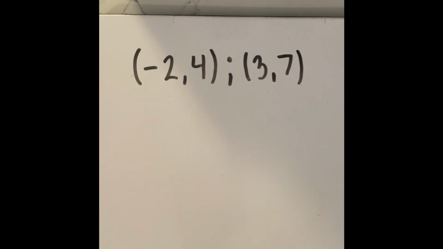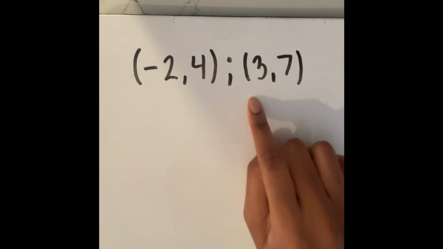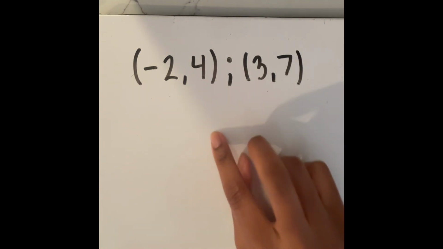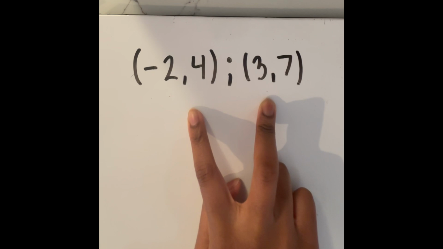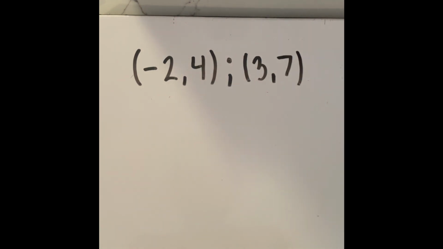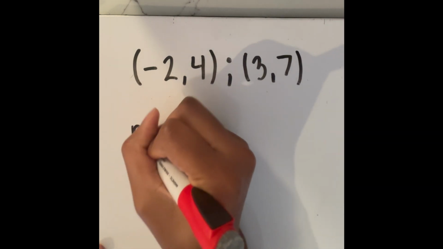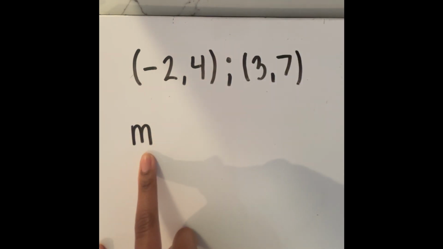All right, so here we have two coordinate points. We have (-2, 4) and (3, 7). And what we want to do with both of these points is find the slope. So we're going to need to reference and use the slope formula, which is m. And m represents slope.